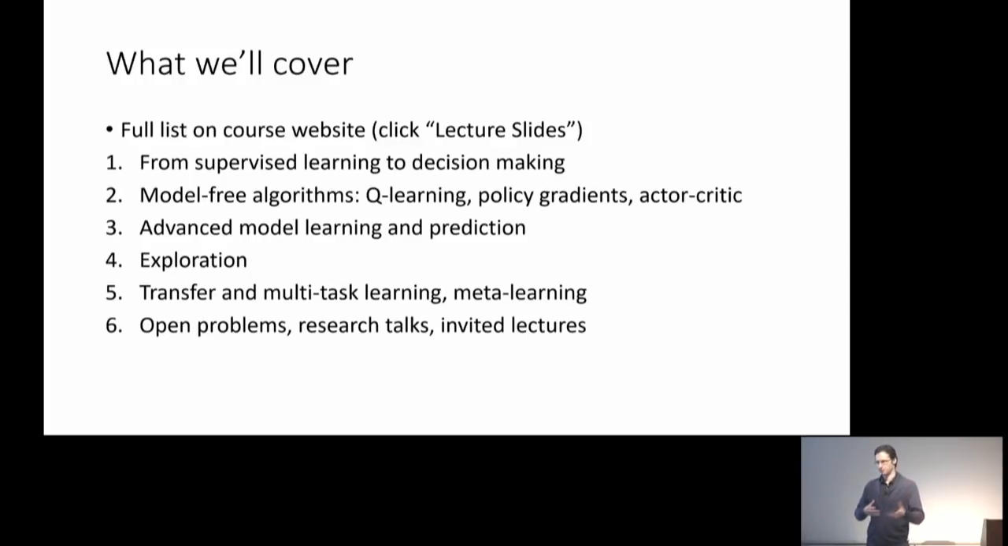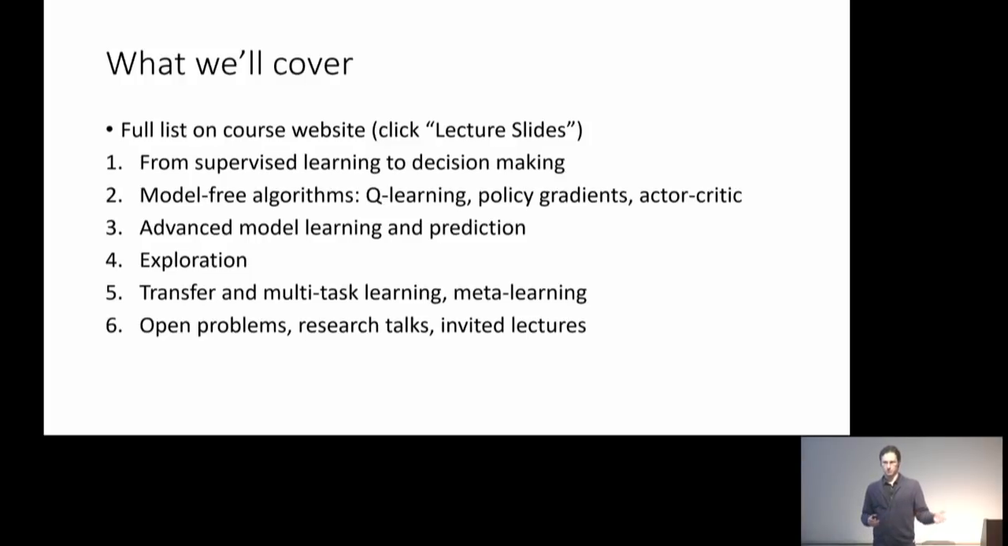We'll talk about how that can be transformed into a decision-making problem. We'll talk about imitation learning. We'll talk about the core model-free algorithms, Q-learning, policy gradients, actor-critic, and so on. And we're also going to talk about model-based reinforcement learning and some advanced topics in prediction, predicting video frames, and so on that might apply to model-based RL.